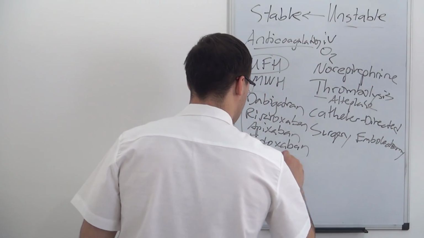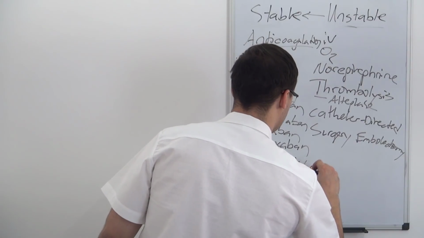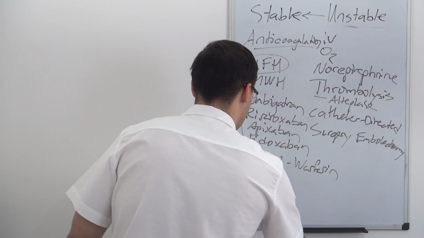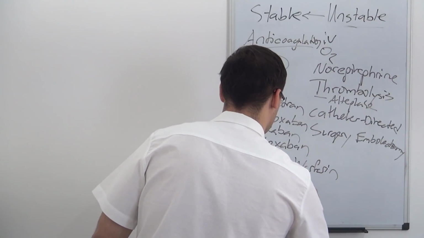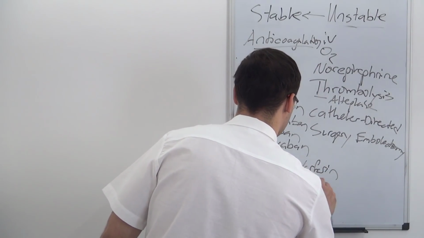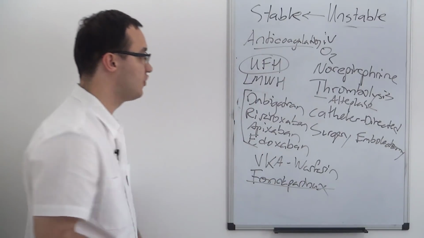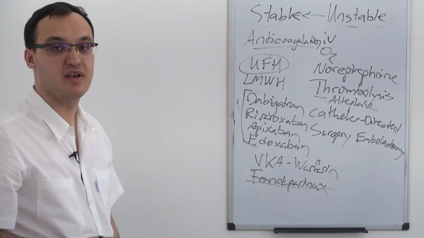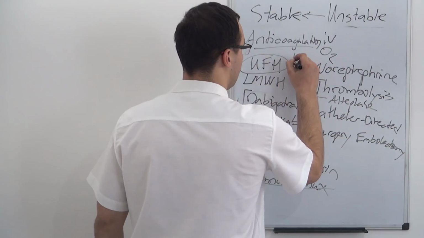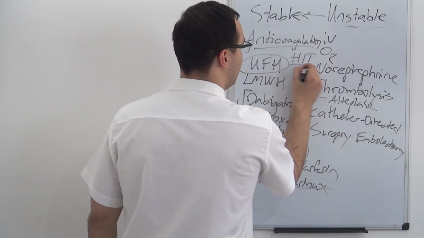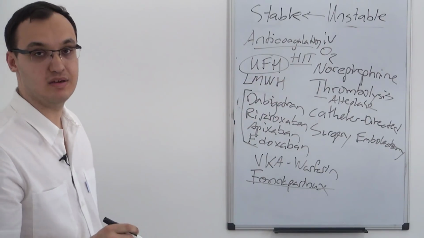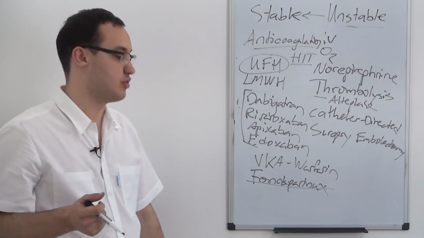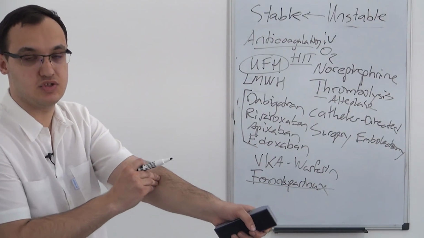Then we have vitamin K antagonist, which is the warfarin. Then we had fondaparinux. When do we give fondaparinux? When we suspect that the heparins will give HIT, which is heparin-induced thrombocytopenia. Then I give fondaparinux. How do I give it? Orally? No. You give it subcutaneously.